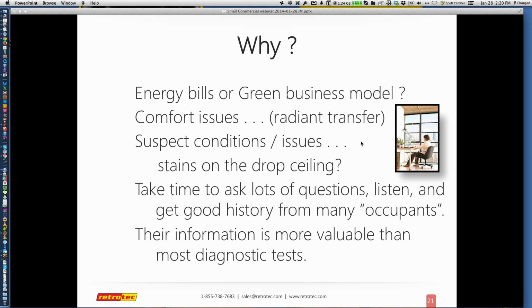I cannot stress enough about really asking questions and then just stop and listen to your occupants, the people that are there. And even if it's not the main person, try and ask other people in the office about what's happening. If you go to a house, I always recommend you talk to kids because they'll tell you everything. So the more information you get will actually be the most diagnostic test you can do, is the information they can tell you.